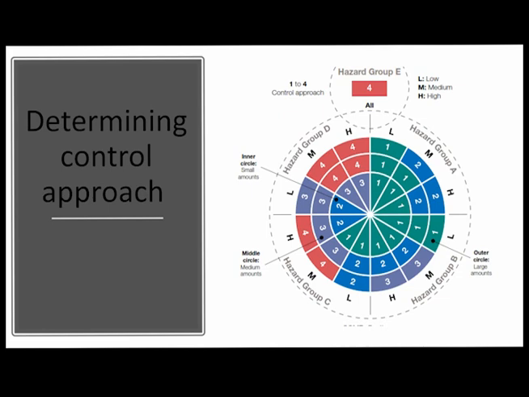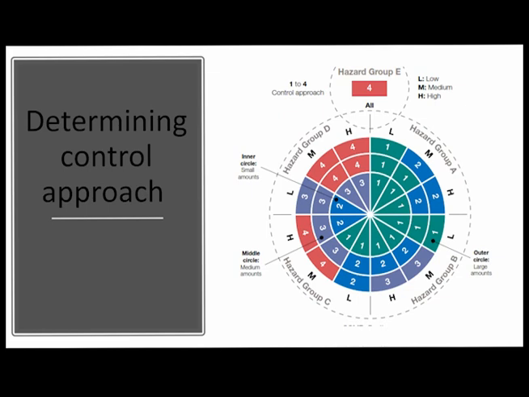So, look at the big circle at the bottom. You start up in the top right quadrant, and it's hazard group A, so that's low hazard stuff. And as you go around the circle, you've got hazard group B, C, and D, and E's on the opposite side. And then you've got these L, M, and H. That's low dustiness, medium dustiness, and high dustiness. And that will then take you down into an inner circle. And you can see there are 3 inner circles. The inner one is for low amounts being used, and the outer one is for high amounts being used.